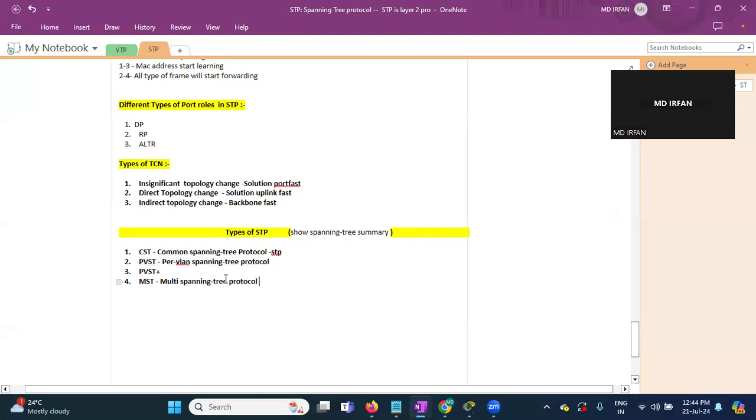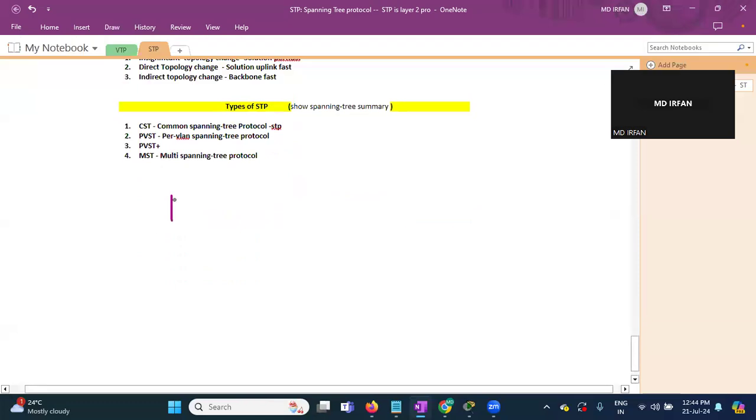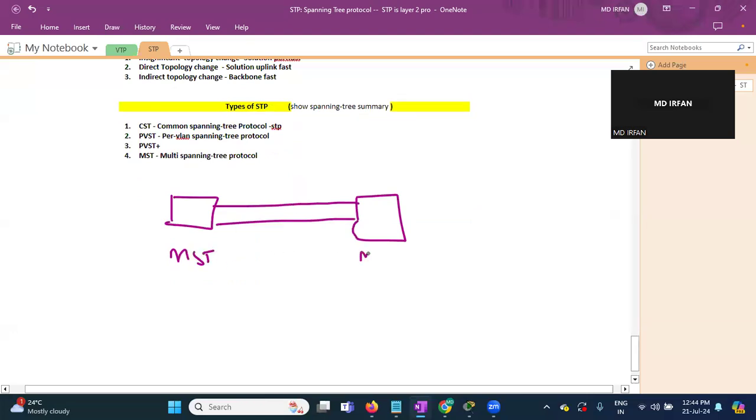Multi-spanning tree, what is happening actually? We cannot show you in Packet Tracer, but let's see how it works. We have two devices. Okay. It's running MST. So if you have VLANs 1 to 10 billion, and here is also 1 to 10 billion, in that case what you can do is group the VLANs. Group the VLANs means for a single instance, you can create a group of VLANs.